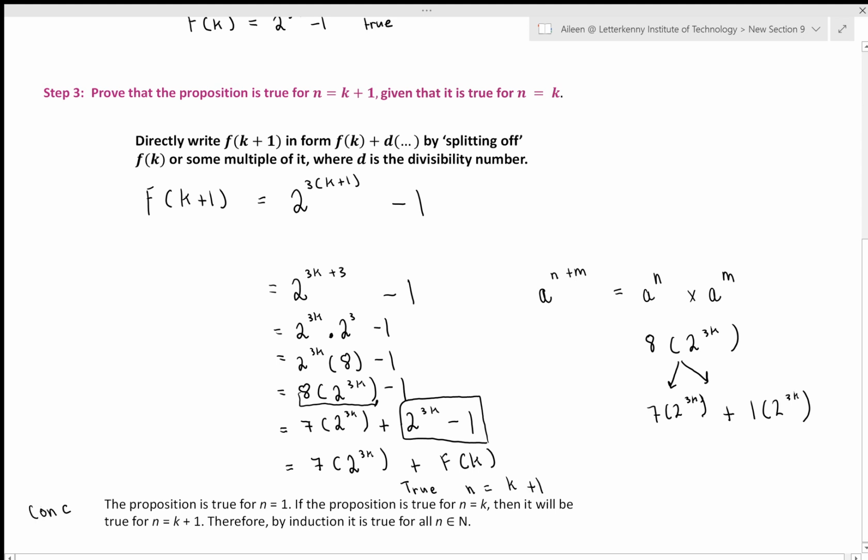So our conclusion is that our proposition is true when n is equal to 1. It's true when n is equal to k, and also true when n is equal to k plus 1. Therefore, by induction, it is true for all values of n which are elements of the natural numbers.